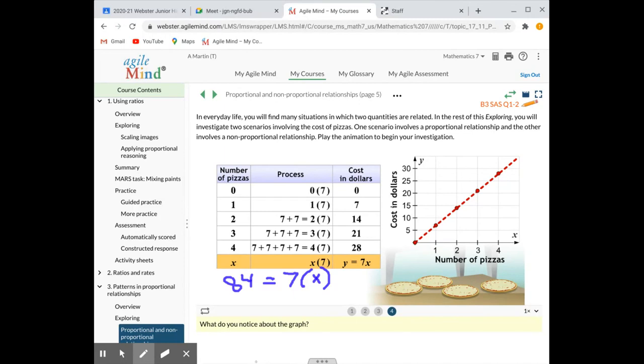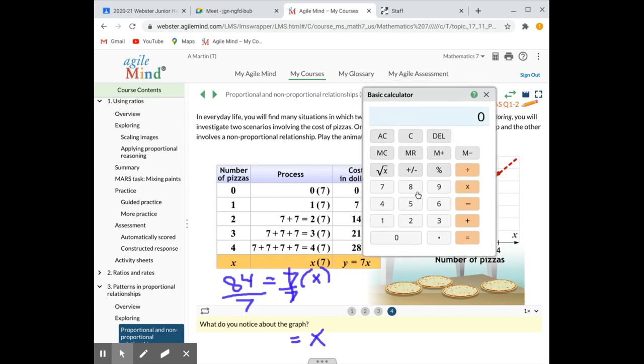You said it right. You're right. We divide. We're solving for X, so we divide by 7 on both sides. 84 divided by 7. And so we know that 7 divided by 7 is 1, and we know that 1 times X is just X. But to figure out what 84 divided by 7 is, we can take our calculator, or you can use your amazing brain and do 84 divided by 7.